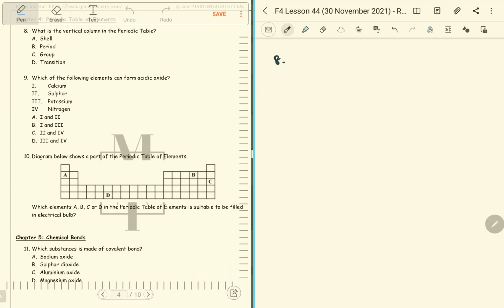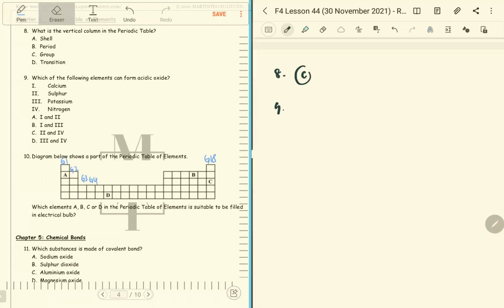Okay, let me discuss. Number 8, this one should be easy. What's the vertical column of the periodic table? So the vertical column, we are talking about this. We know this one very clearly. It's just our group. For example, this is group 1, this is group 2, and so on and so forth. This is group 3, group 4, and here's group 18. So the vertical column is just group.